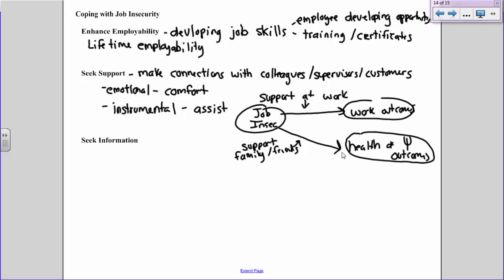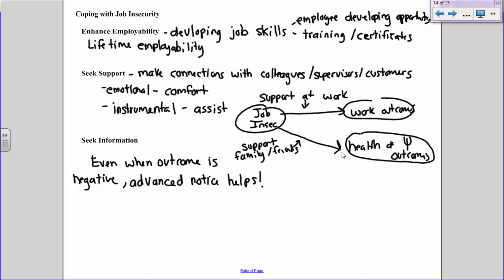Okay, finally, and there's actually quite a bit of research on this, is seeking information and having information provided can help you cope with job insecurity. So even when the outcome itself is not positive, or when the outcome is negative, advance notice regarding the future of one's job can be beneficial. Specifically, research indicates that some of the negative consequences of job loss can be mitigated with a 30 to 60 day notice.